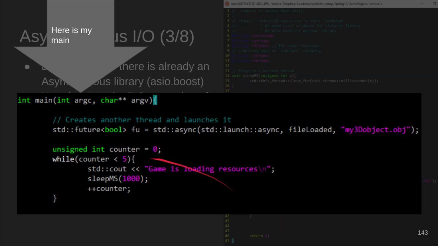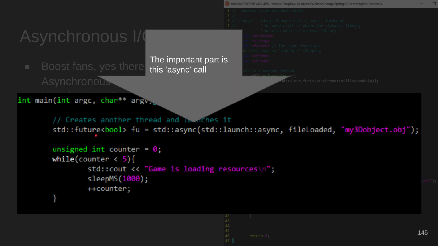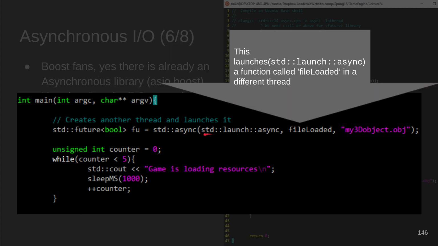Okay, so here's my main. The function here is called a future, in that it's going to try to get a result later. In C++, it's just called a future. The important part is this async call that says, hey, launch this thread asynchronously. That means launch it in a totally separate thread of execution. And until we use this value, we don't really care if we get the result. It'll only block once we need to use this value, but otherwise it'll start doing work in a different thread for us.